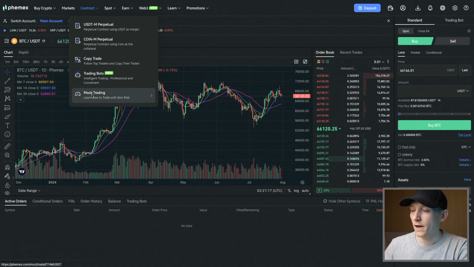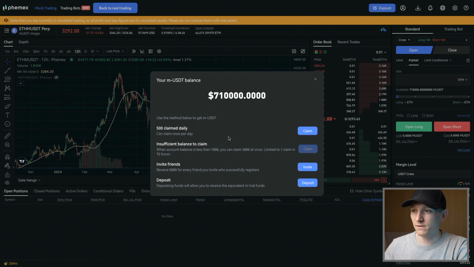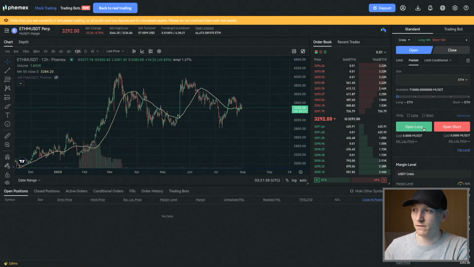So click that and it will take you to this page, which is the real trading system, but with paper money. So you can use this to trade and see if you make any mistakes or anything like that, but obviously not take any risk with your actual funds. You can click this icon right here and it will basically give you some paper money to trade with. And then you can go ahead and see how the system works for you.